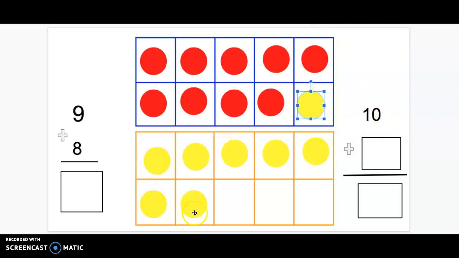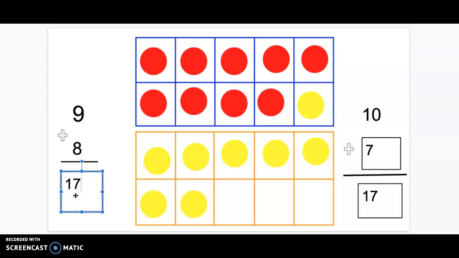Plus, how many more counters do I have down here? 10 plus, let's count the yellow counters. 1, 2, 3, 4, 5, 6, 7. We have 7. Let's write that down. 7. 10 plus 7 equals 17, which means that 9 plus 8 equals, that's right, 17.